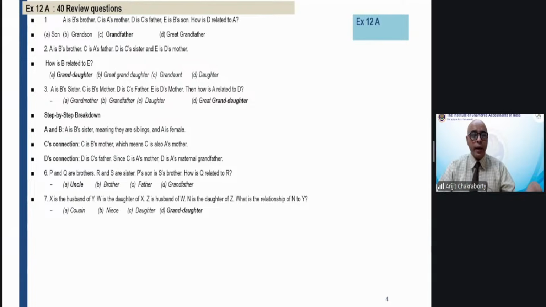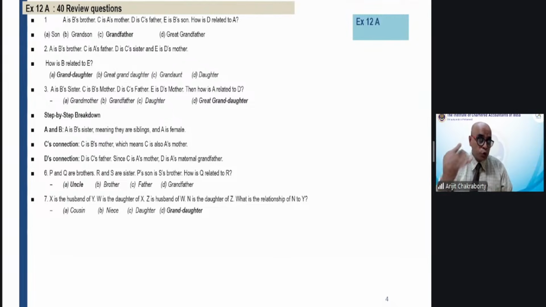N and Y. What relation? So in this particular case, N is a girl, is female. N has Z. Who is Z? Z is N's father and W is N's mother. And then we see that the highest generation in this question is that W is the daughter of X and Y. Question is, what is the relationship of N and Y? So we can say that N is the granddaughter of Y.